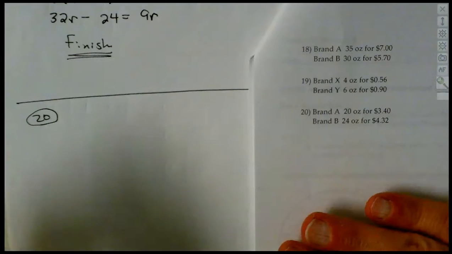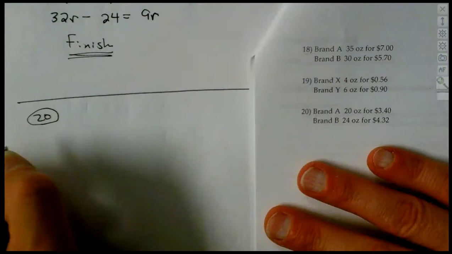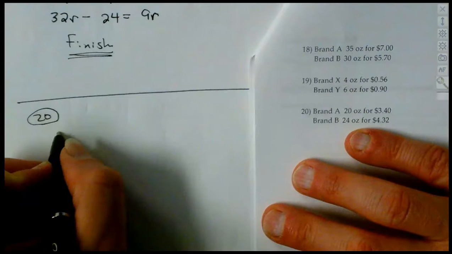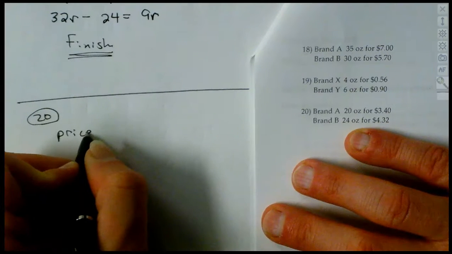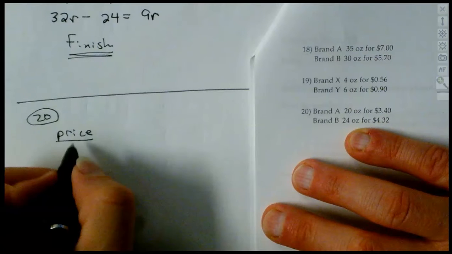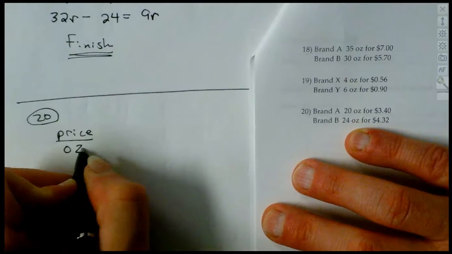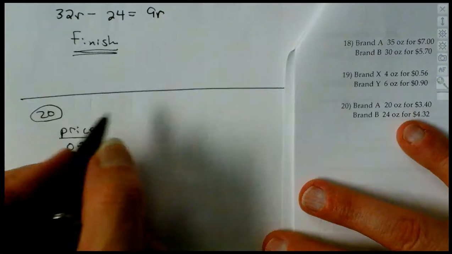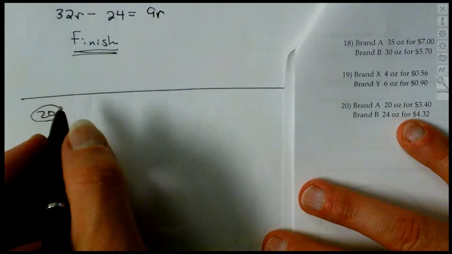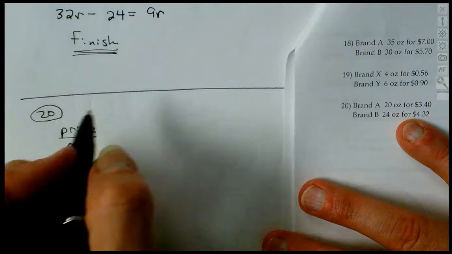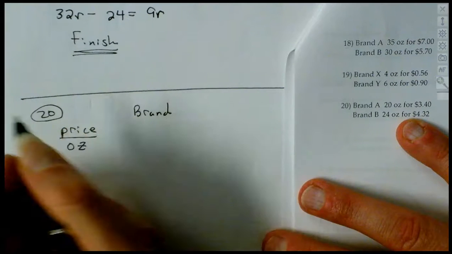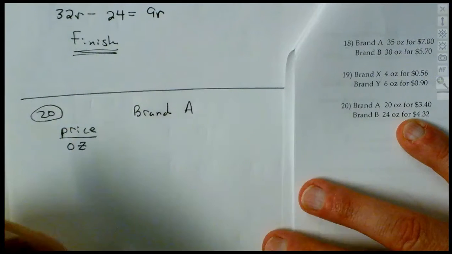And how do we do that? We do that by taking the price and dividing it by the weight, in this case, ounces. So our ratio is going to be price per ounce. So that's price on the top and ounce down below. We'll calculate both of these out, and then we'll figure out which one's going to be the better buy. So we'll do brand A.